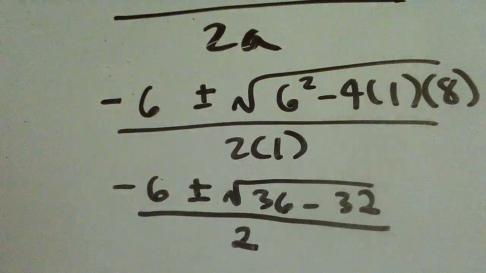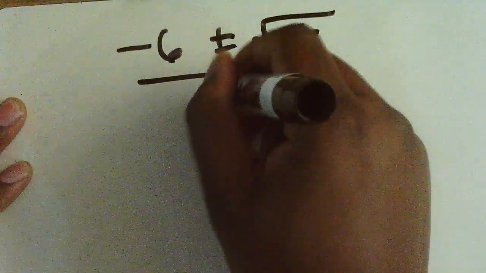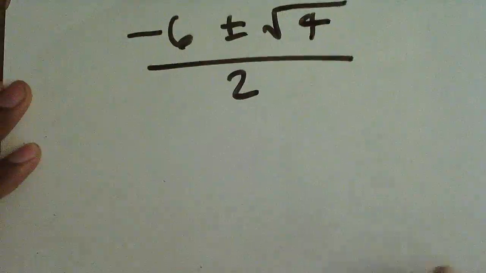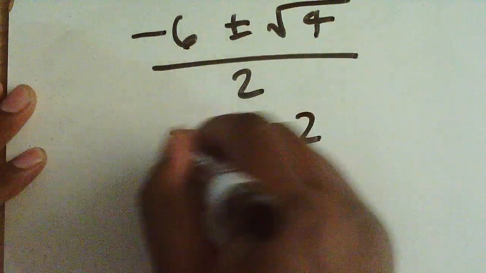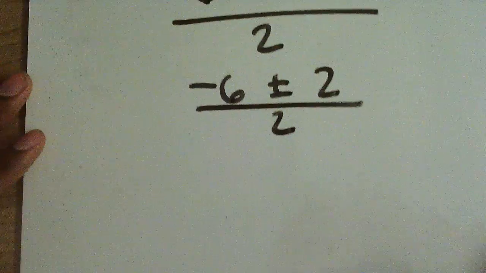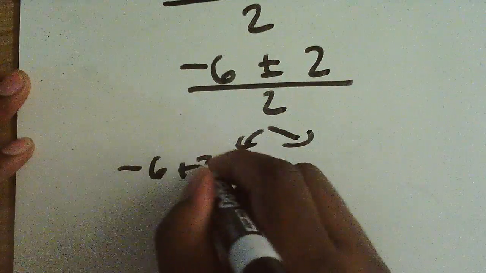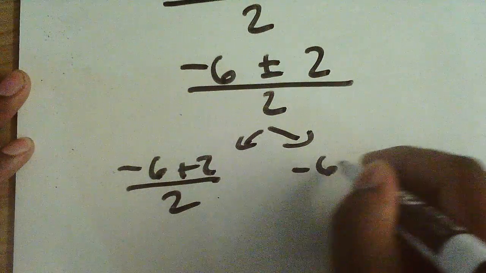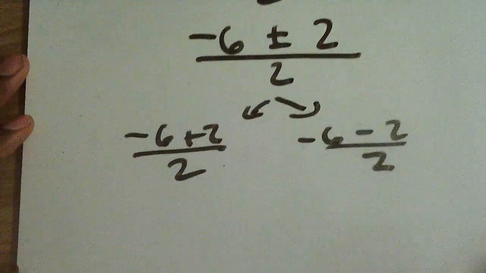Then, let me go ahead and wipe this off. From there, we'll have negative 6 plus or minus the square root of 4 over 2. From there, we're going to have negative 6 plus or minus 2 over 2, which we deal with two cases here. We deal with the case where negative 6 plus 2 over 2, and the case negative 6 minus 2 over 2. Remember, we got to deal with the plus or minus case.